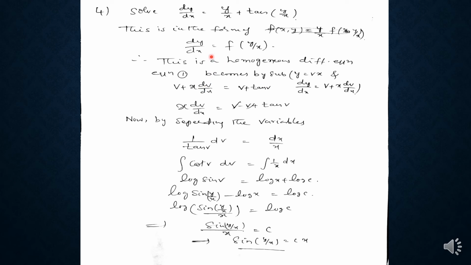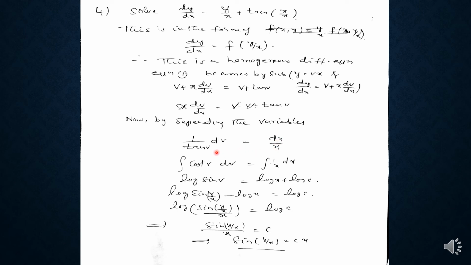So substitute y is equal to vx, then dy/dx is equal to v plus x dv/dx. v plus x dv/dx is equal to y/x, that is v, plus tan v. Now here v cancels, then x dv/dx is equal to v minus v plus tan v. x dv/dx is equal to tan v. Now by separating the variables, 1/tan v dv is equal to dx/x.